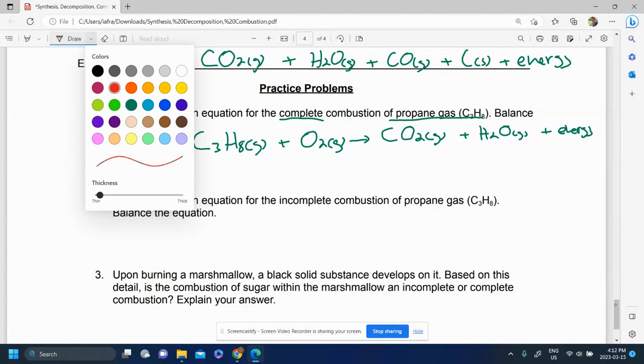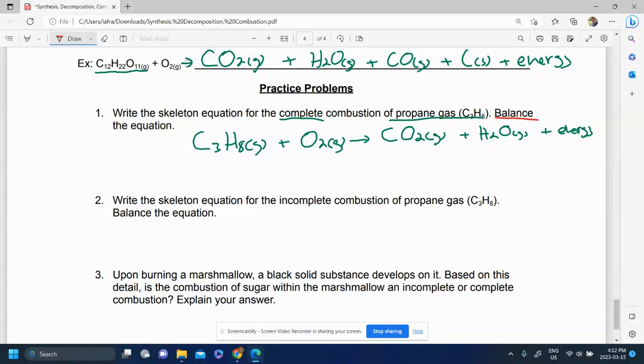Now remember, this is a skeleton equation right now. It hasn't been balanced yet. So we're going to balance the equation. I usually start with the carbons. We need 3 carbons. We need 8 H's. Now we have to look at our oxygens. We have 6 plus 4. So that's 3 times 2 plus 4. That's 10. So we just need 5 oxygens like that. And now we're balanced.